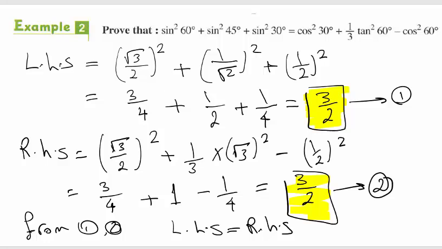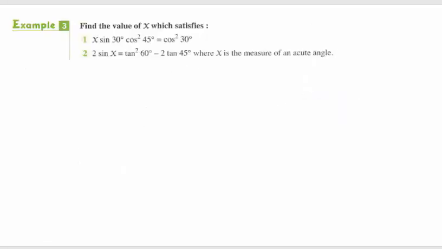Again, I'm repeating with you. Don't put your problem on the calculator to find the final answer. You should perform and do your steps. You should calculate each one separately. Let's move to the next example.